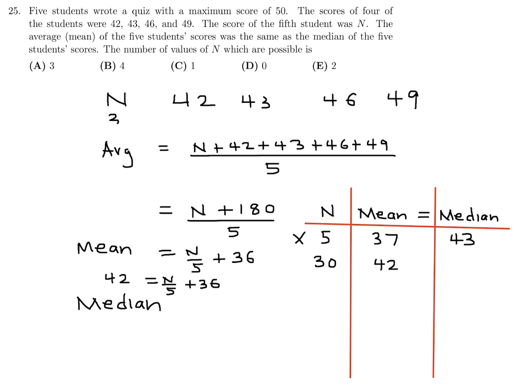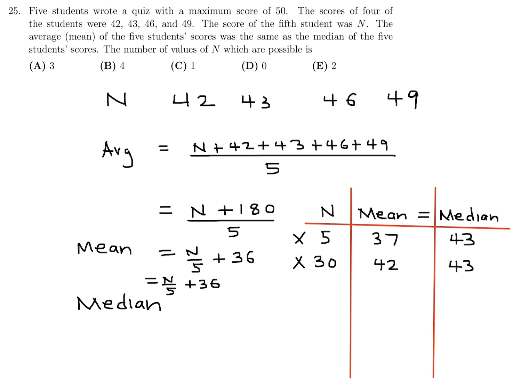If n is 30, then what is the median? Well, the median is 43. You see how I got that? Now, is the mean equal to the median? No, so that doesn't work. All right, not a problem. Keep going.